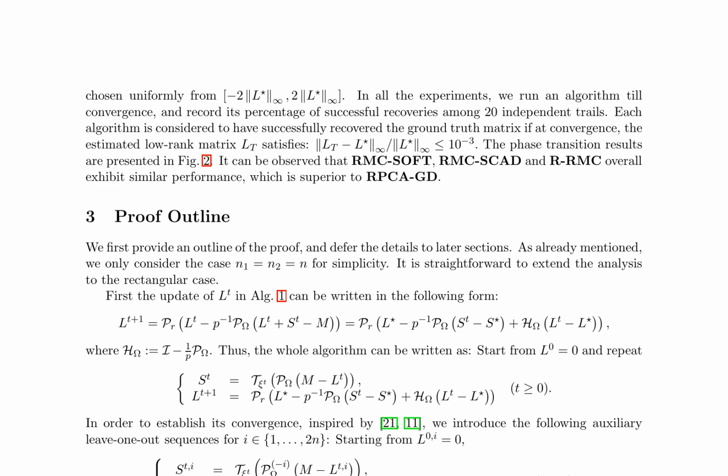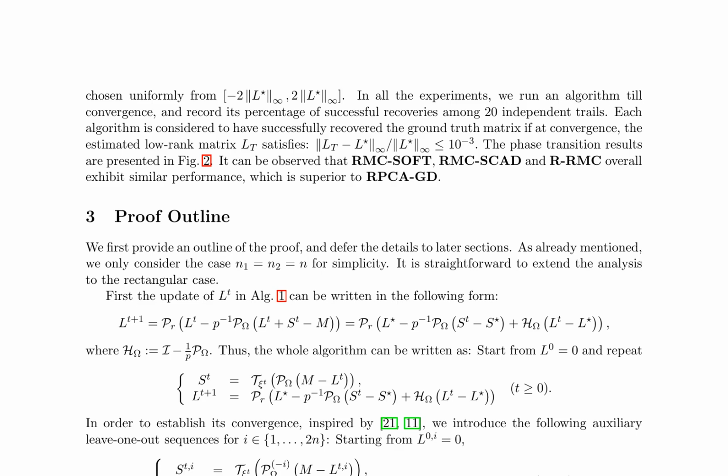The proposed algorithm, RMCSOFT, exhibits superior performance compared to RPCAGD in phase transition results, as shown in Fig. 2. The algorithm's update rule for the low-rank matrix L_t can be written as L_{t+1} equals P_r(L star plus P_omega(S star) plus H_omega(L_t minus L star)), where H_omega equals I minus (1/p)P_omega.